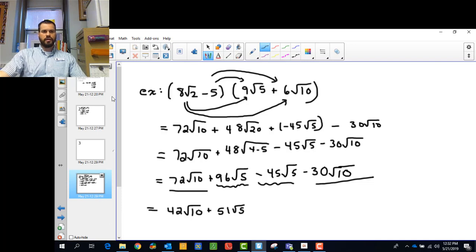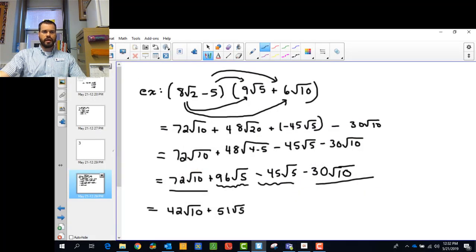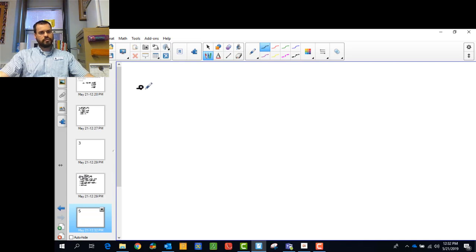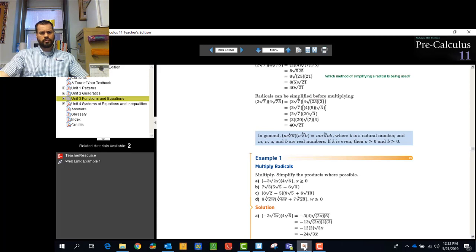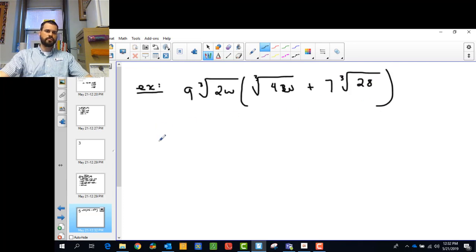So that's how you multiply there. We'll do one more example from the textbook. So the next one says 9 cube root of 2w, and then it's multiplied by cube root of 4w plus 7 cube root of 28.